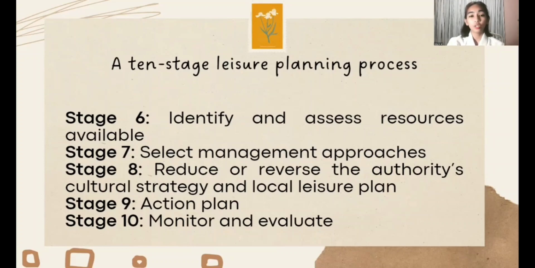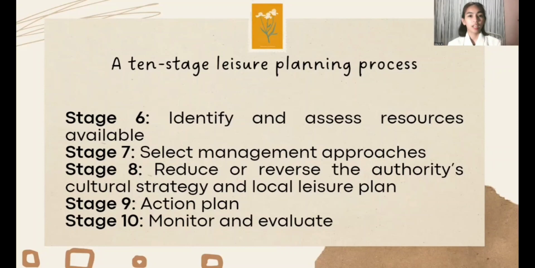Stage 8. Produce or revise the authority's cultural strategy and local leisure plan. Local authorities are obliged to produce a local cultural strategy. Leisure managers will also need to prepare a local leisure plan or series of specific plans. Example: arts, sports, and recreation. Incorporating short and medium term development plans for the area, with the council's role in the development being clearly defined.